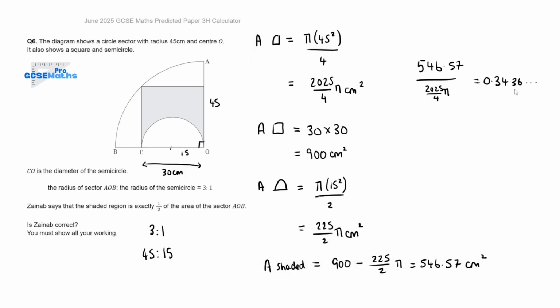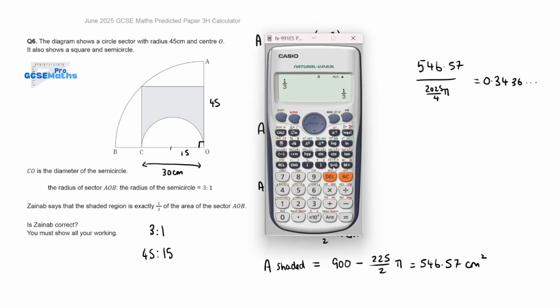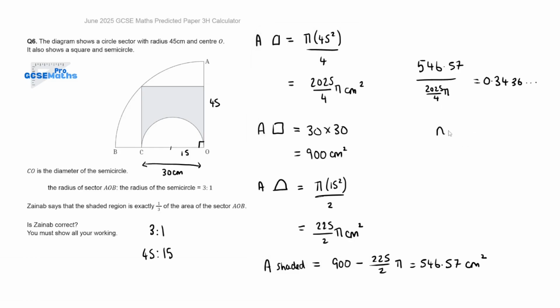Well, hopefully you know what 1/3 is as a decimal anyway. Obviously, if you don't, you can just work it out. As you can see, it is 0.333. So is it exactly 1/3? Well, no. So I need to say, they said, is Zainab correct? Well, no. Because it's actually bigger than 1/3. It's not exactly the same, is it? And that one, as you can see, was 4 marks.